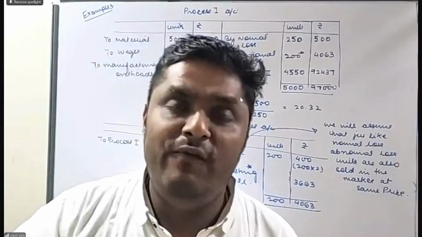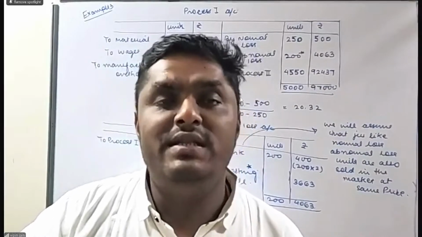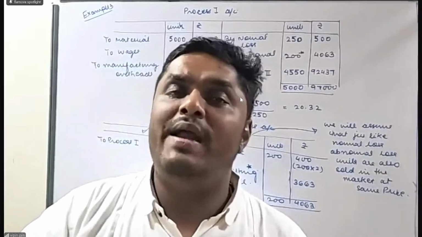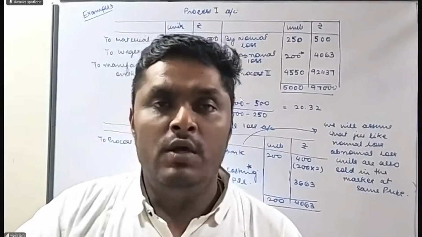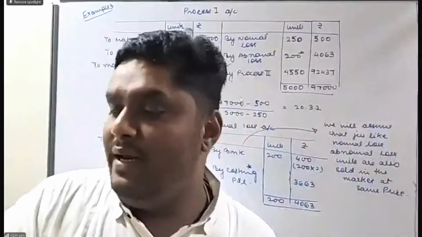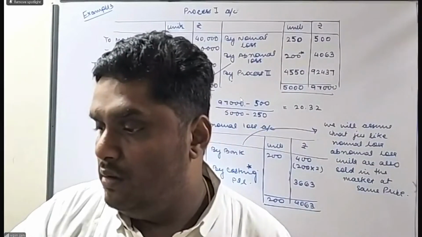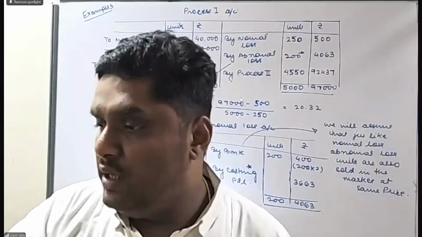We have received 400 rupees. It is given in the question that these units, the loss units, can be sold in the market at rupees 2 per unit. So just like normal loss, abnormal loss units are also sold in the market at the rate of rupees 2 per unit. No need to mention, Dharani.